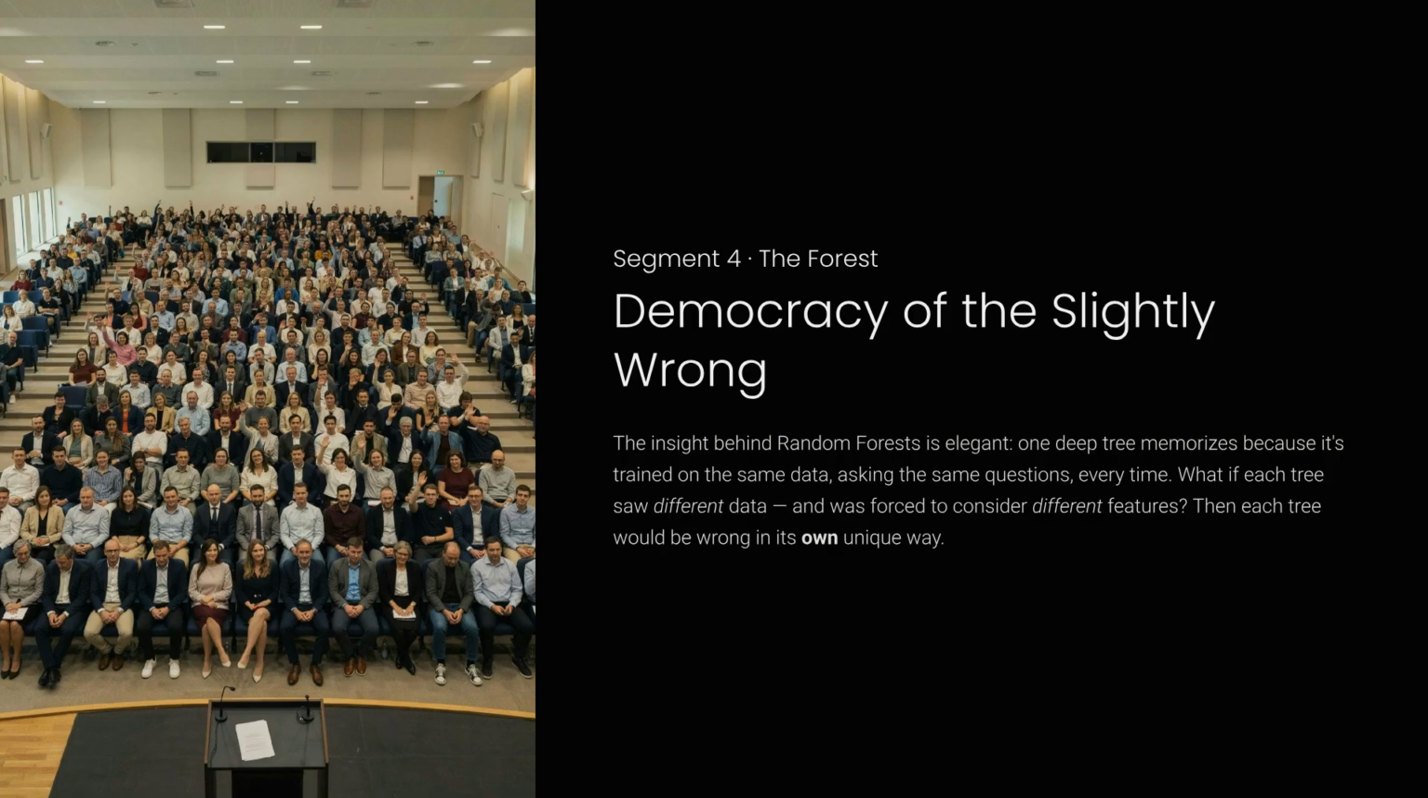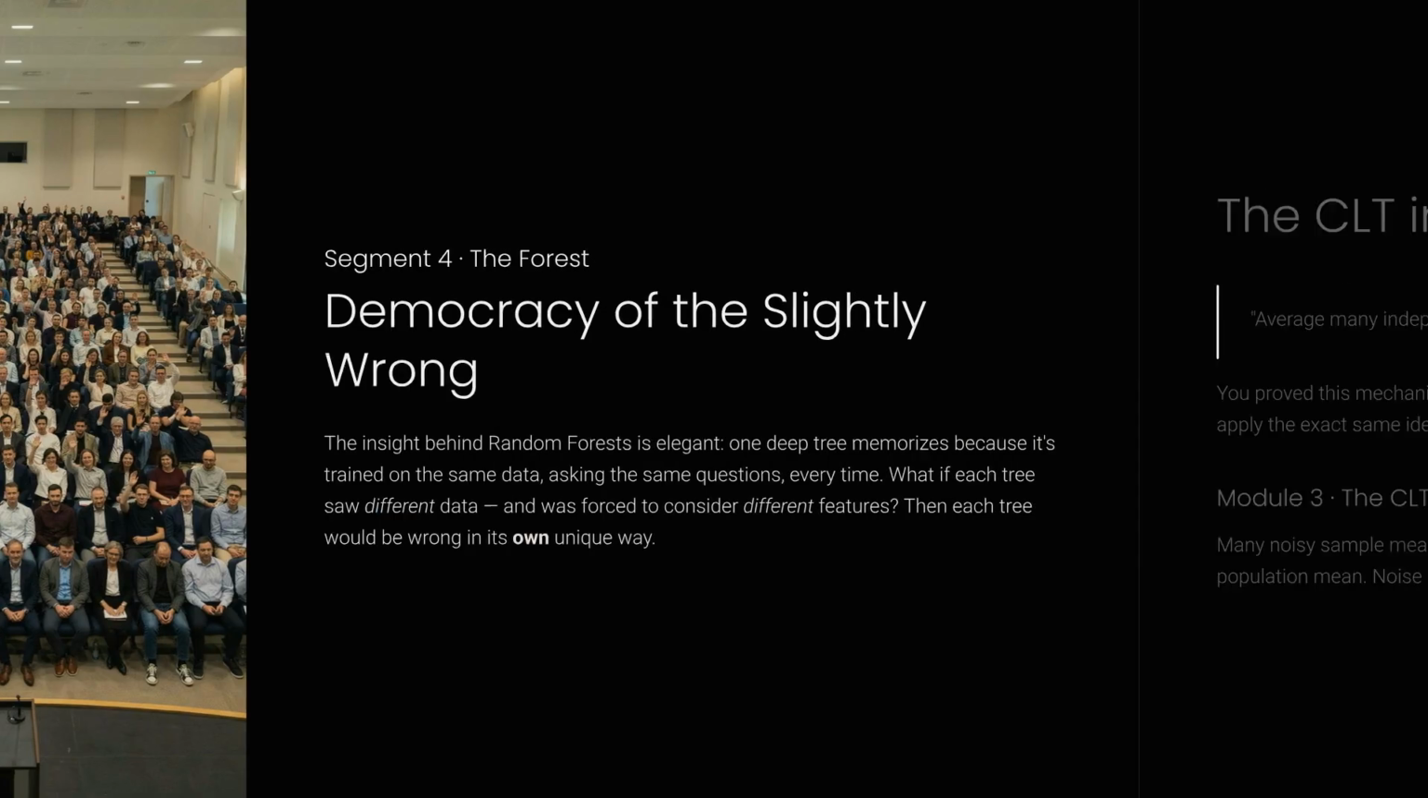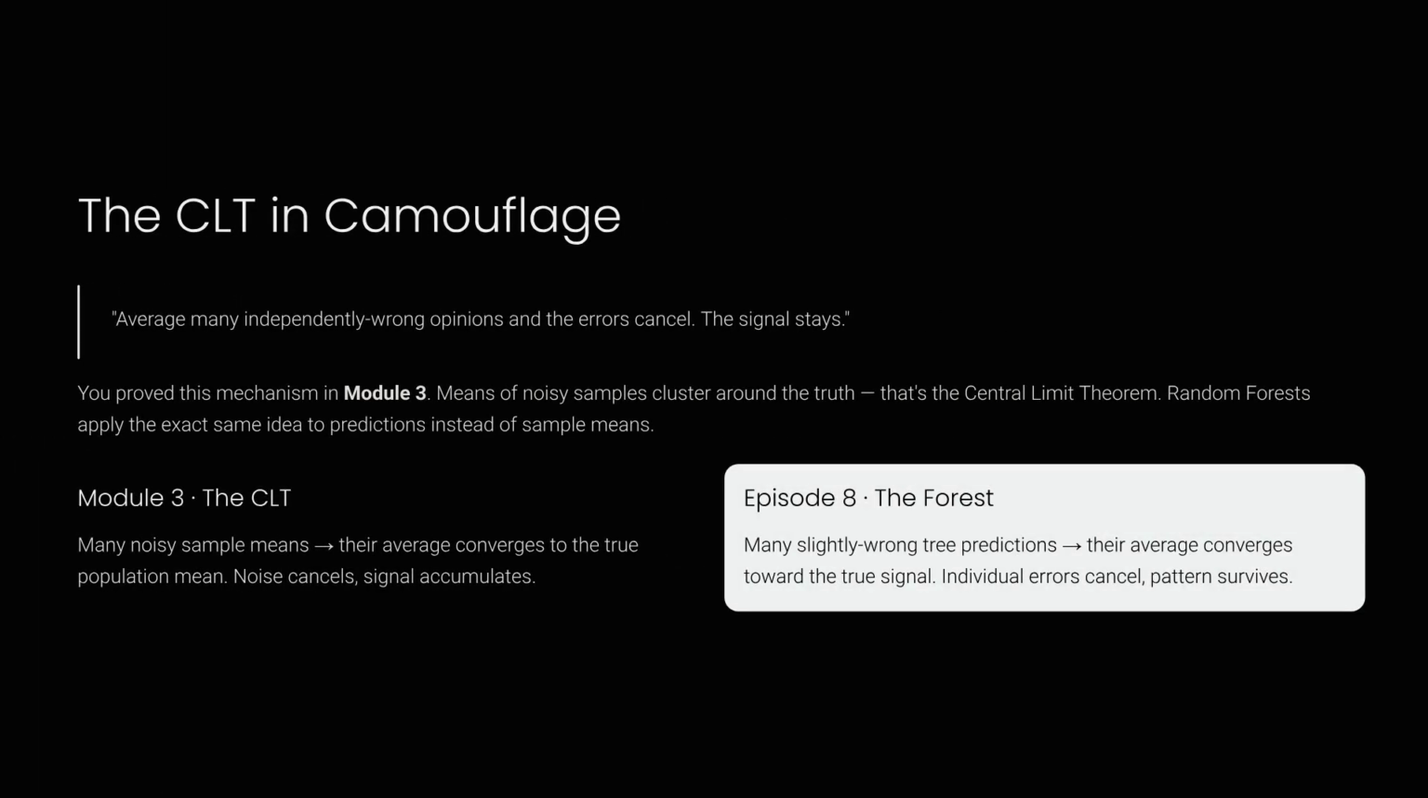By training many trees on different subsets of data and features, each tree becomes wrong in its own unique way, and their errors cancel out, resulting in a much more accurate, generalizable model. This mechanism is the central limit theorem in action. Just as averaging noisy sample means converges to the truth, averaging slightly wrong tree predictions allows the true signal to emerge, while the noise cancels out.